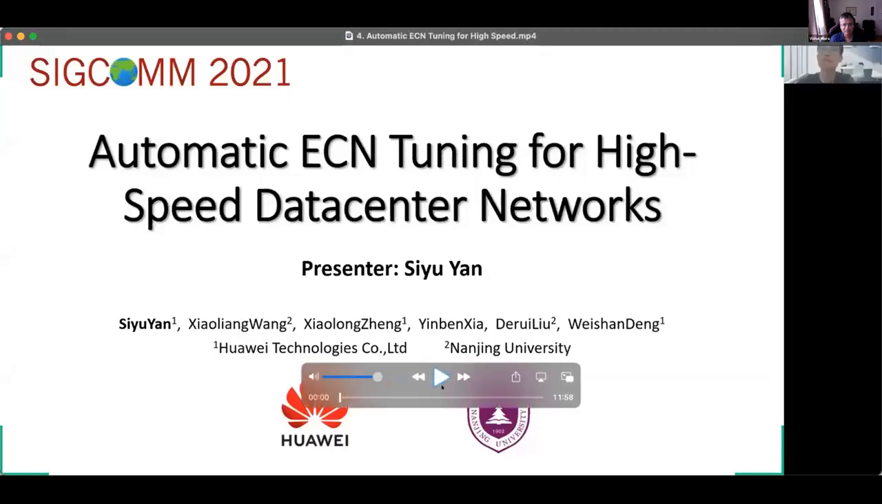And now we move to the last paper of the session, which is ACC: automatic ECN tuning for high-speed data center networks. This is a collaboration between Huawei and Nanjing University, and the presenter for the paper, who will be answering the questions, is Siyu Yan from Huawei Technologies. So let's start with the presentation.